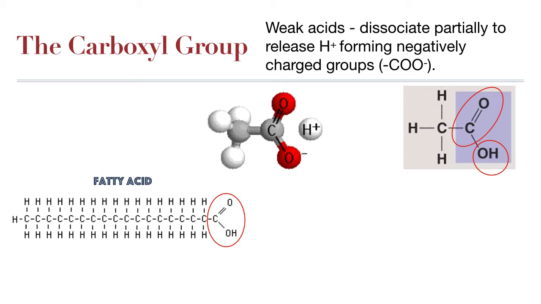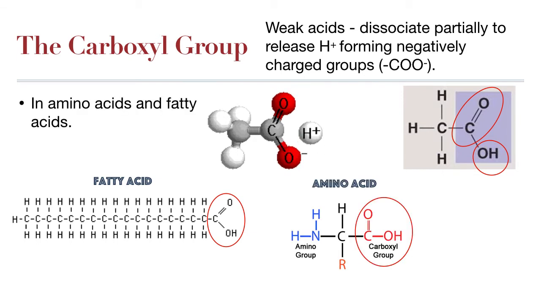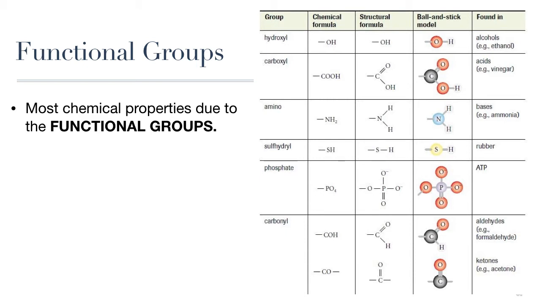In its ionized form, when the carboxyl group has dissociated and released its hydrogen ion, the carboxyl group is then negatively charged. And like I mentioned before, carboxyl groups can be found in fatty acids like this one, but they are also part of the structure of amino acids. Actually, many organic acids are weak acids because they have a carboxyl group. For example, this molecule right here in the example is called acetic acid, and it's basically the acid found in vinegar.